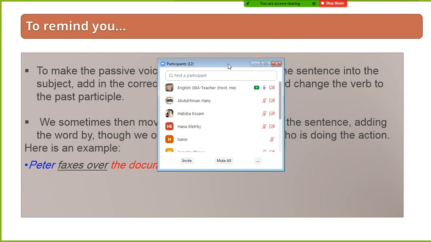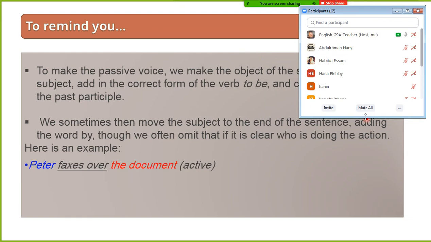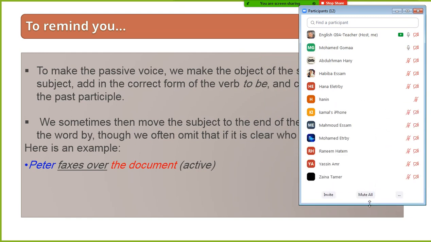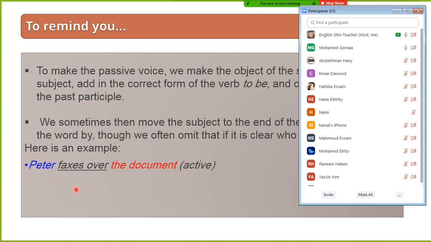Let me ask Muhammad Guma. Yes, this sentence is active, as written here. Can you tell me, Peter, what part of speech is it, and in which position? The subject? Yes, excellent, the subject. And where is the action, the verb? Fax over. Yes, fax over. What about the document? This is the object. Yes, thank you.